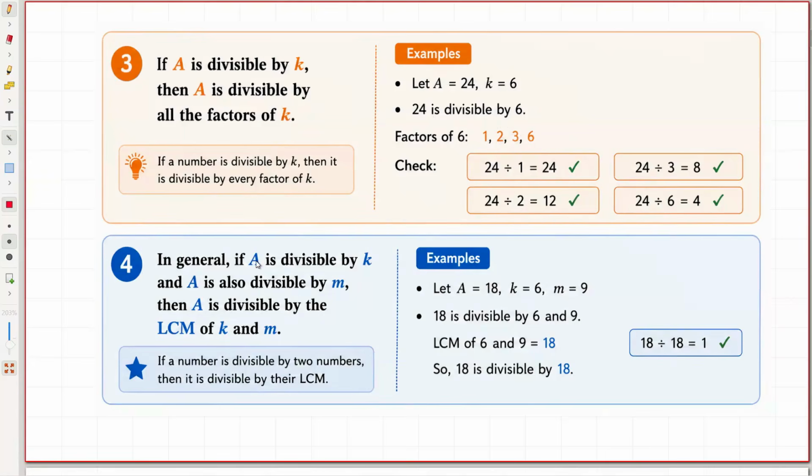The fourth one is, in general, if A is divisible by K and A is also divisible by M, then A is divisible by the LCM of K and M. Make a note of it. If a number is divisible by K as well as by M, then the number is divisible by the LCM of K and M. For example, A equal to 18, K is 6 and M is 9. 18 is divisible by both 6 and 9. The LCM of 6 and 9 is 18, so the number A is divisible by 18.